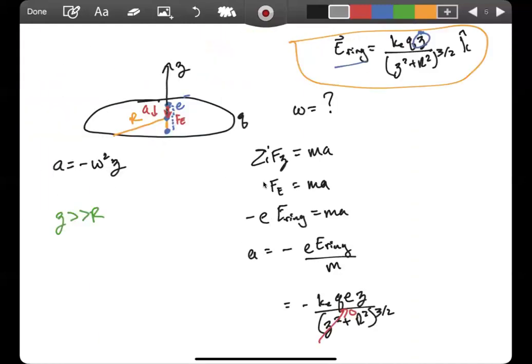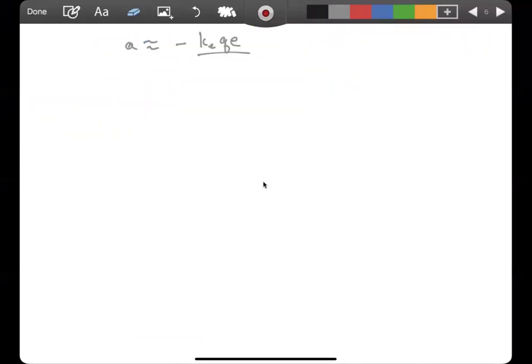So plugging that in, our acceleration is going to be approximately equal to minus the electric constant times the charge of the ring times the charge of the electron, all divided by, did I forget my mass over here? I did forget the mass over here. I apologize. So there's my mass. Good. So let's plug that back in. Here I'm going to get simply an R squared raised to the 3/2 power, which is going to be an R cubed. So we're then going to get the mass of the electron times the radius of the ring cubed, all times Z.